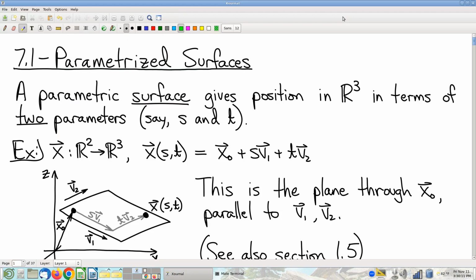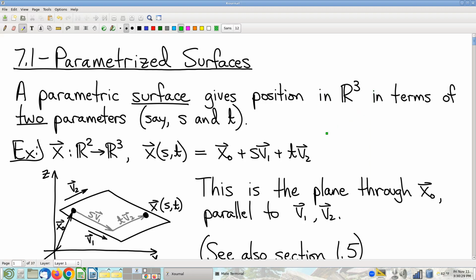Chapter 7 is kind of the second half of vector calculus in some sense. Roughly speaking, it's going to be a three-dimensional version of vector calculus. It's not quite that simple, but some of what we did in chapter 6 is three-dimensional. Anyway, we do have to develop some machinery first.